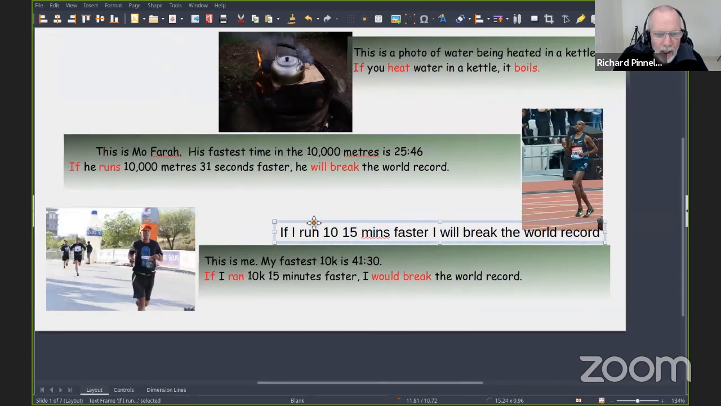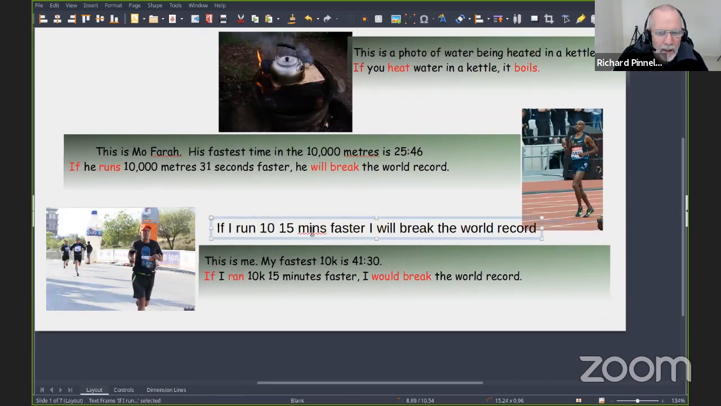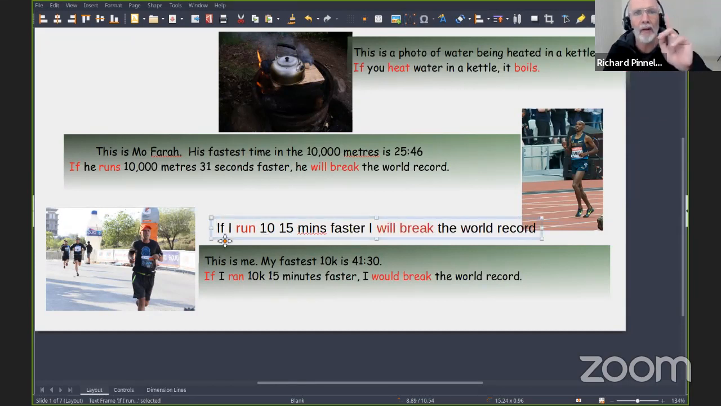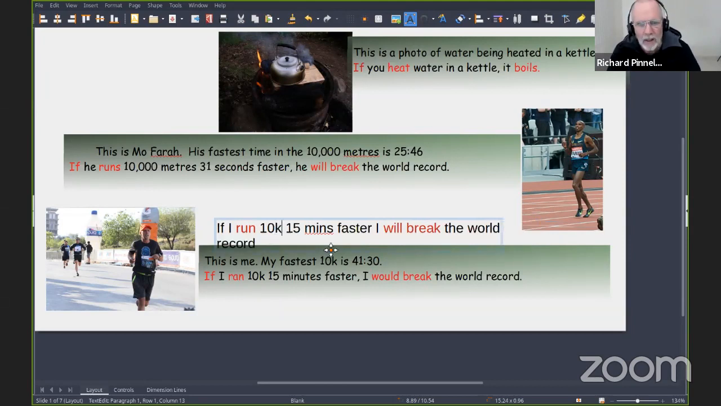So now I've changed the one about me so that it's actually the same as the Mo Farah one. But this is wrong. I cannot say this. I cannot say "if I run." I can say it's okay: if he runs 10,000 meters 31 seconds faster, he will break. This is correct. But in my case, I can't say "if I run 10K 15 minutes faster, I will break." I need to say "if I ran 10K 15 minutes faster, I would break."